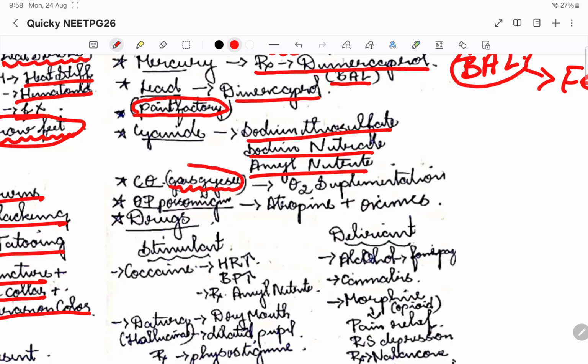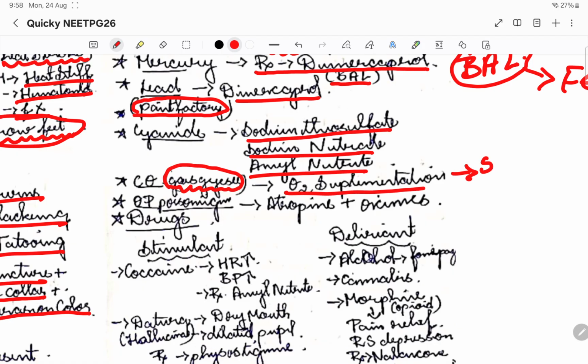Okay, gas geysers and all. So what happens is there is a closed room and the person has become unconscious, and they take the patient to hospital. So please know it will be carbon monoxide poisoning. The only management will be O2 supplementation.